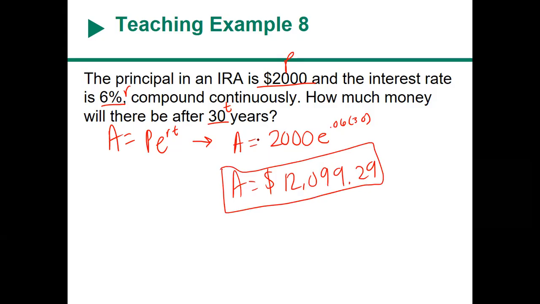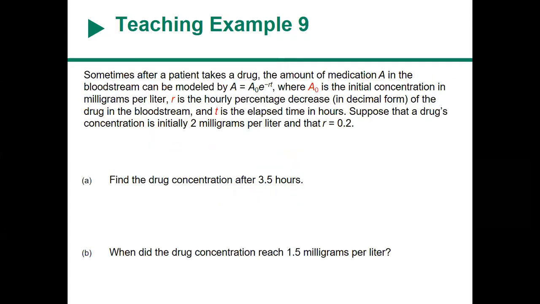So over a course of 30 years, this $2,000 investment grows by $10,099.29. It just took 30 years to get there. Only 30. All right. So next word problem.